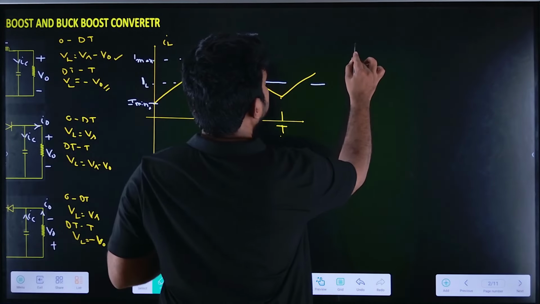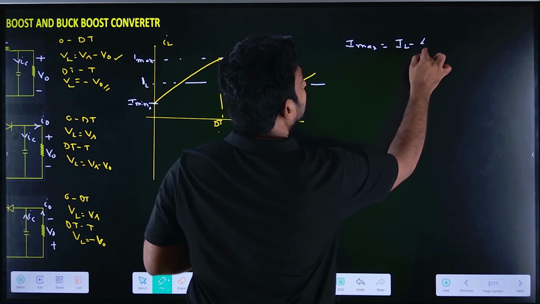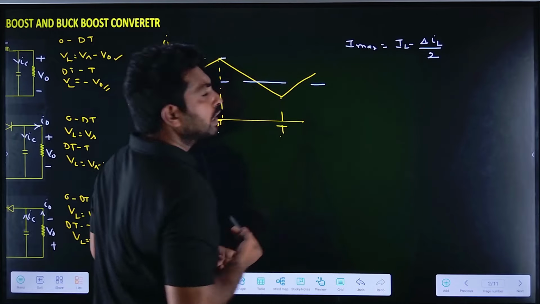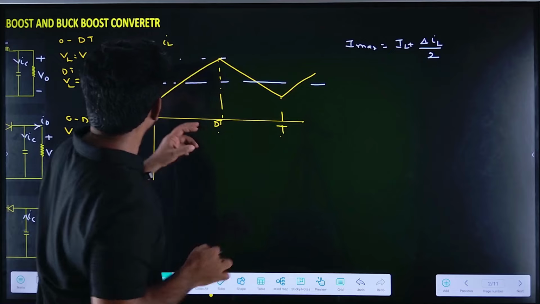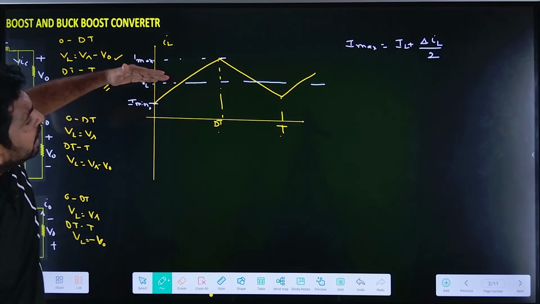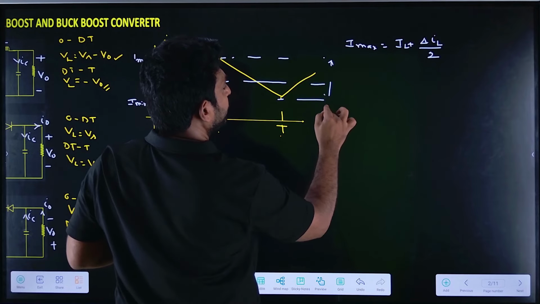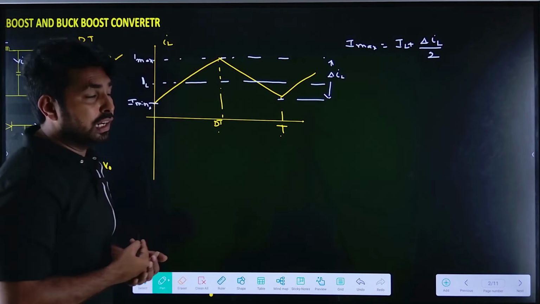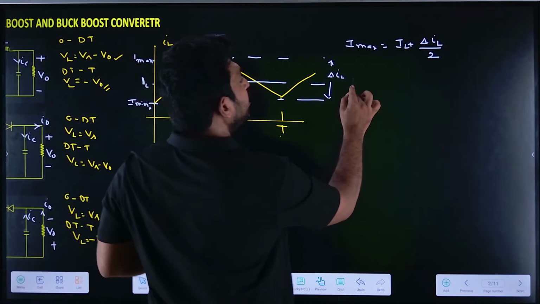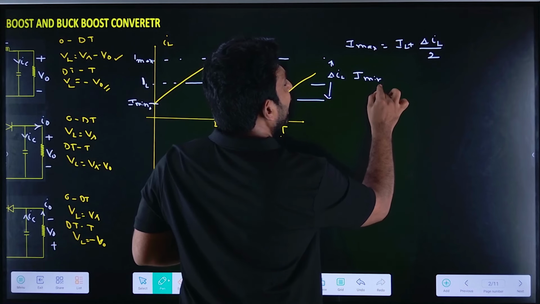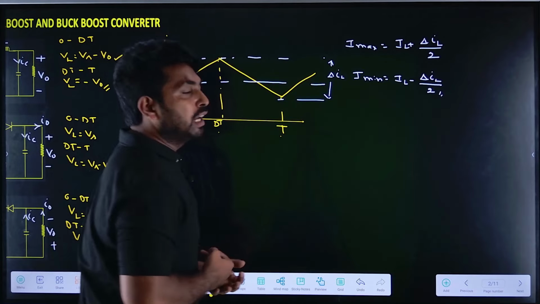I max will be IL plus delta IL by 2. And what is the I minimum? IL minus delta IL by 2. Here delta IL is the current ripple. So IL minus delta IL by 2 gives you the I minimum. So I minimum equals IL minus delta IL by 2.